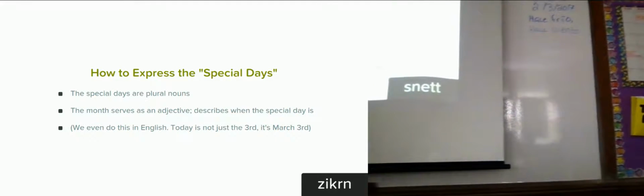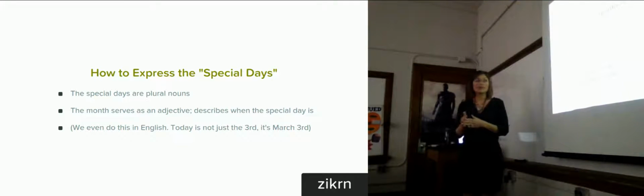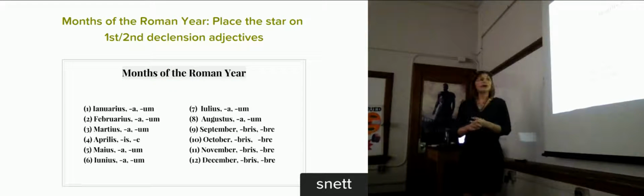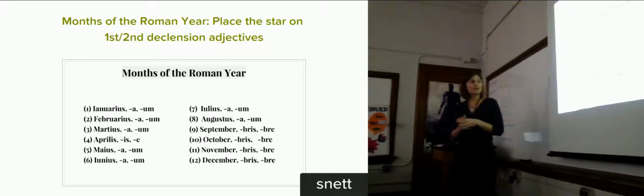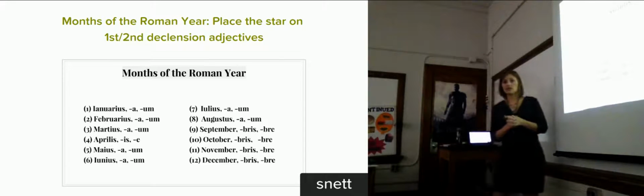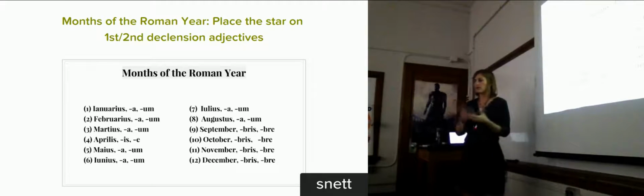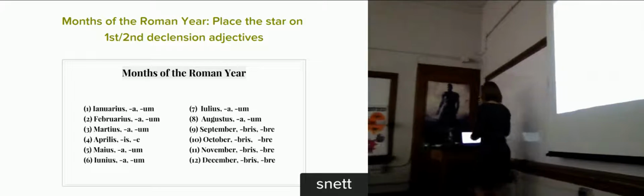So now that we've started talking about the fact that these months serve as adjectives in a date expression, let's see if you can remember what type of adjectives they are. You all have a star on your screen. I would like for you to drag it to one of the first or second declension adjectives. There are several, so spread out your stars.